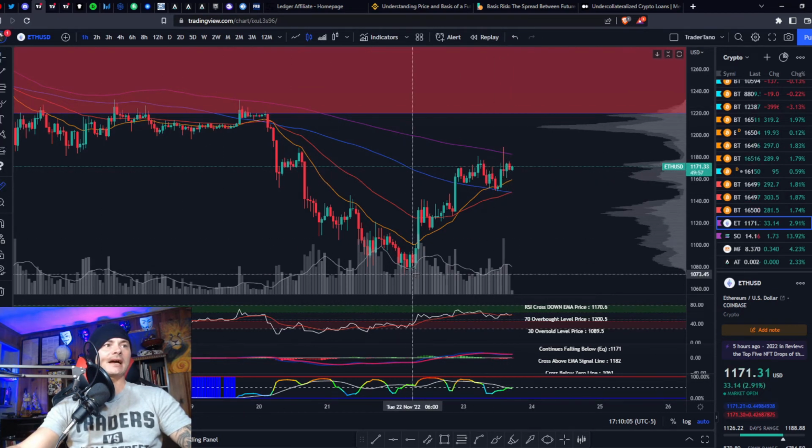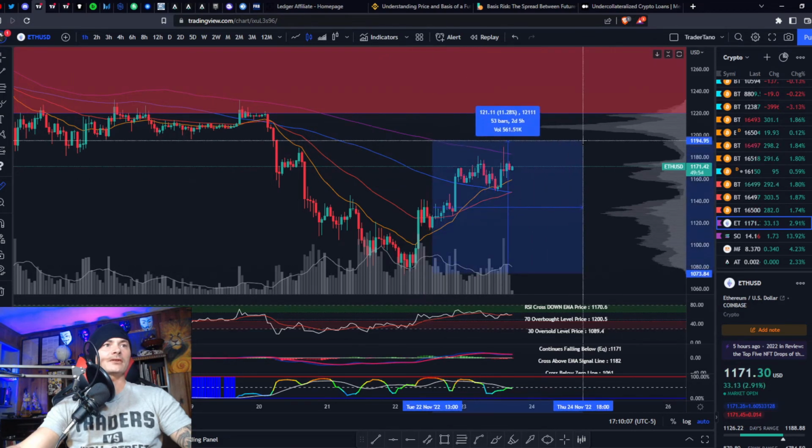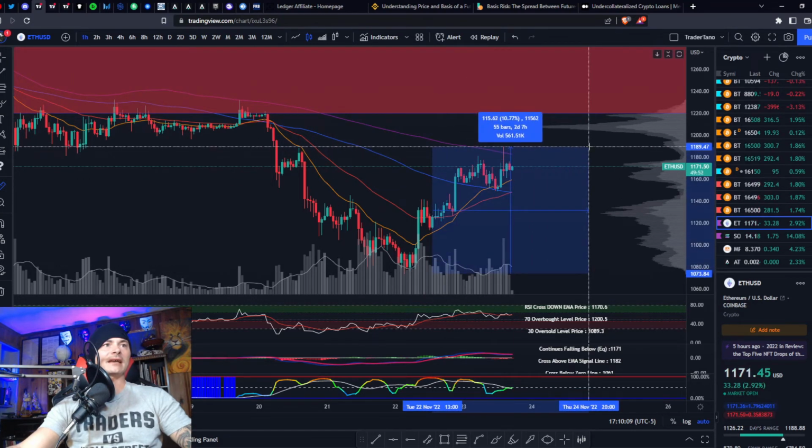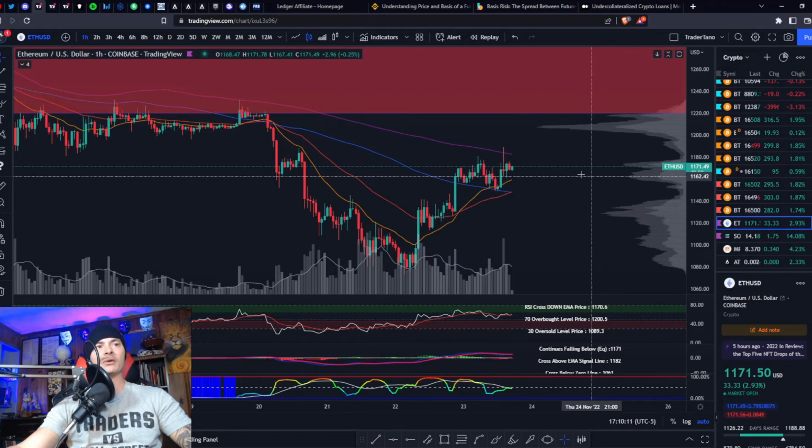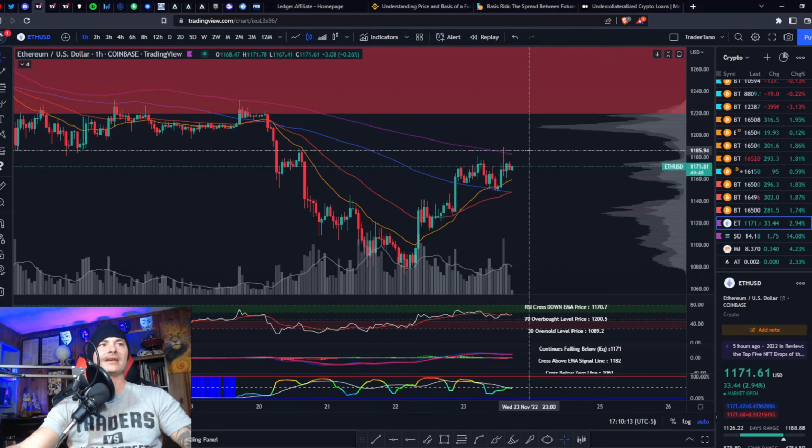Let's see how much we got here from wick to wick. So on Ethereum, we basically got an almost 11% move, which ain't much to speak about, but it's something. It was a good opportunity. All right, so let's move on to Solana.